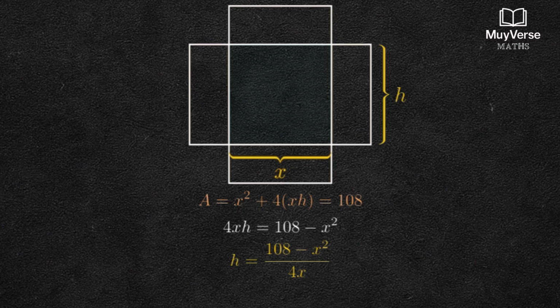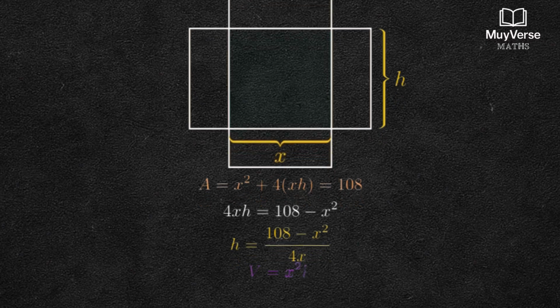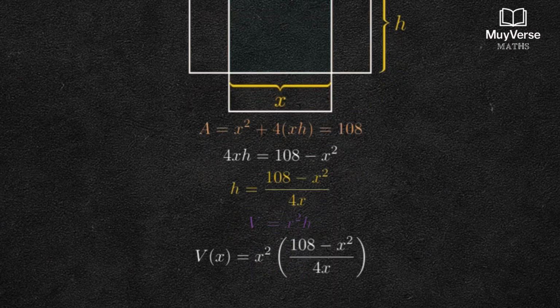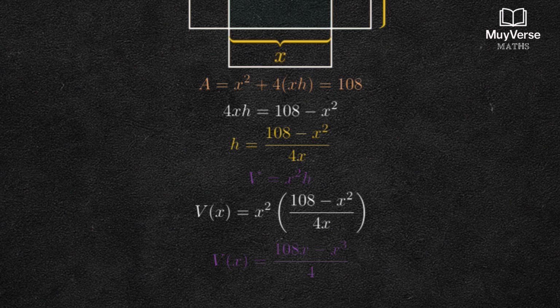Volume equals base area times height. V equals x squared times h. Substitute h from the constraint. Simplify to V of x equals 1/4 times (108x minus x cubed).